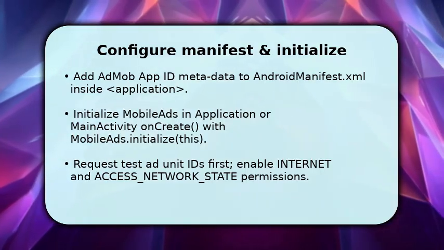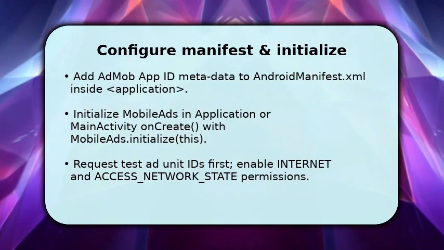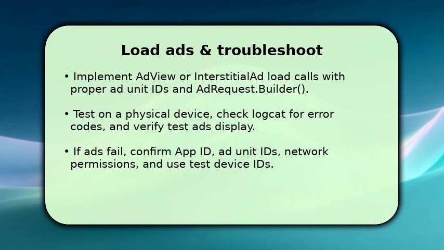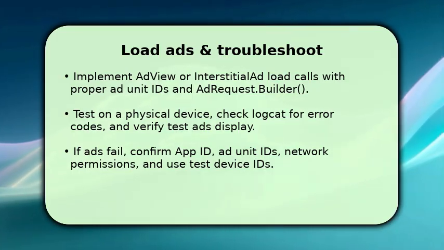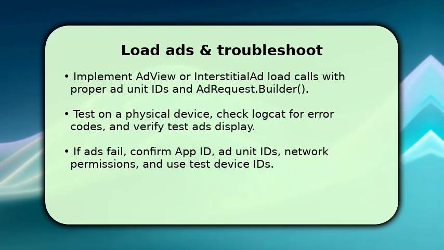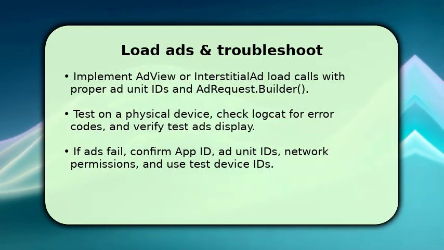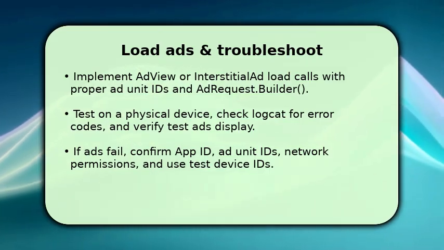You finish by implementing ad placement and validating delivery. Add an ad view to your layout or prepare interstitial/rewarded objects in code, then call loadAd with AdRequest.Builder. Build and run on a real device, watch logcat for AdMob error codes, and confirm test ads appear.